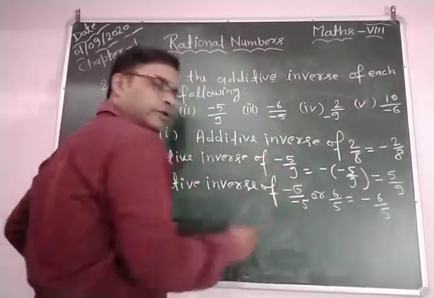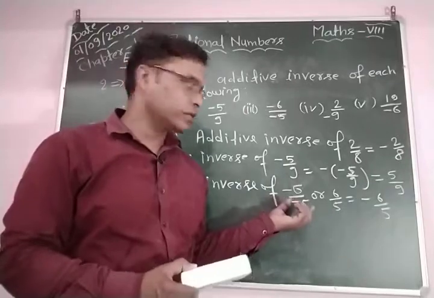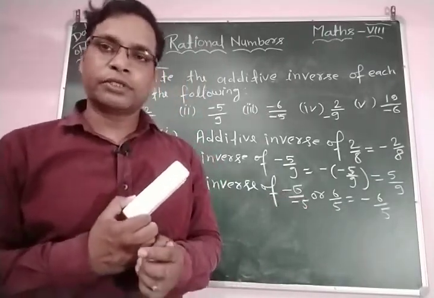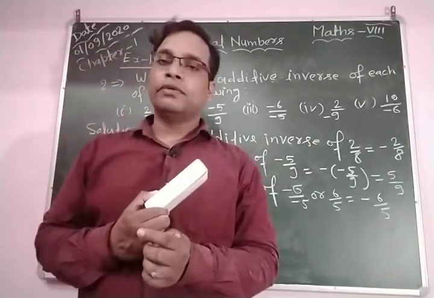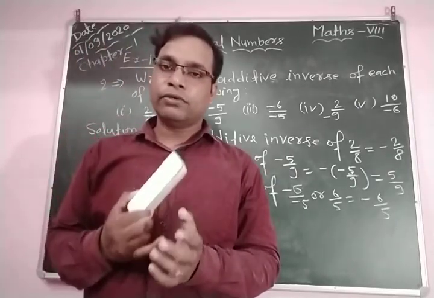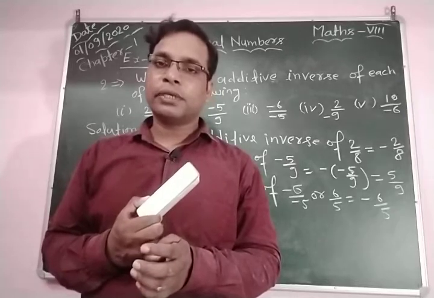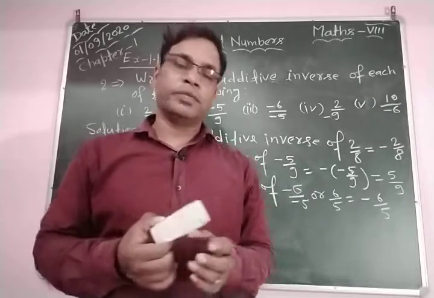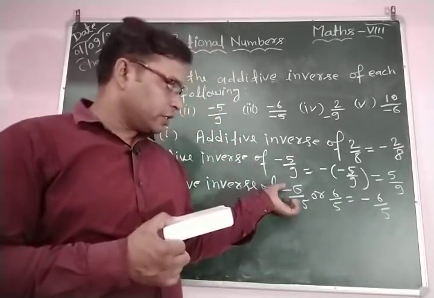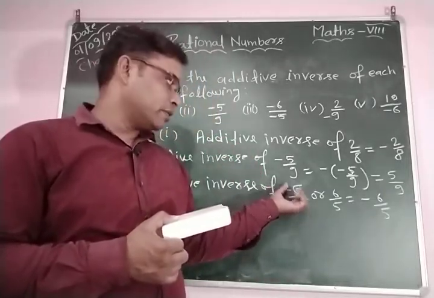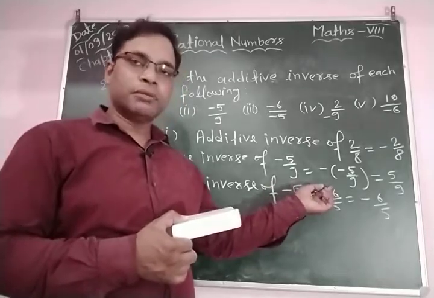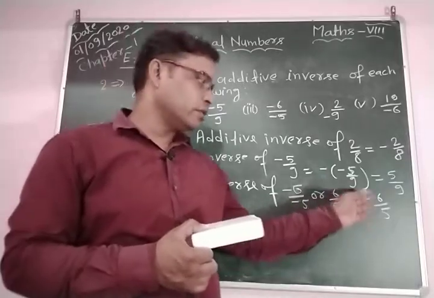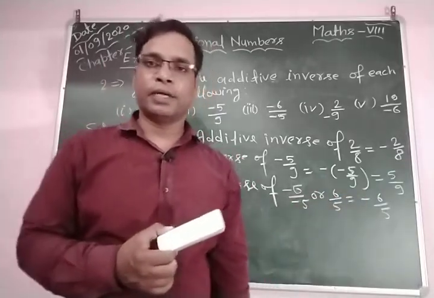This is a positive rational number, not a negative rational number. Okay. The additive inverse of a positive rational number is a negative rational number, or you can say the additive inverse of a negative rational number is a positive rational number. Okay. So you can see here minus 6 and minus 5. Here the minus signs cancel, and it becomes 6 by 5. So the additive inverse of 6 by 5 is equal to minus 6 by 5.